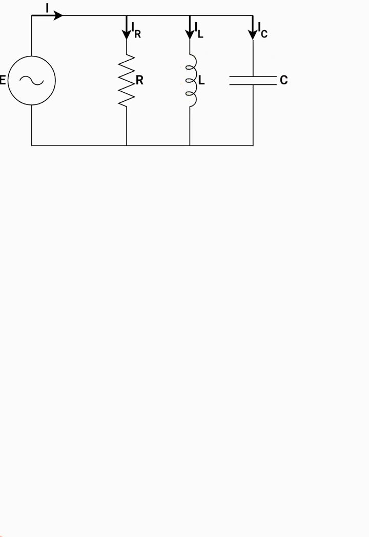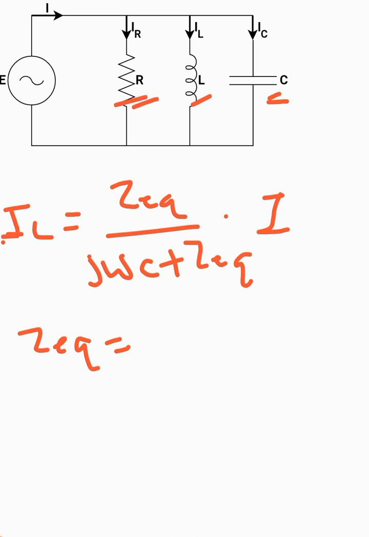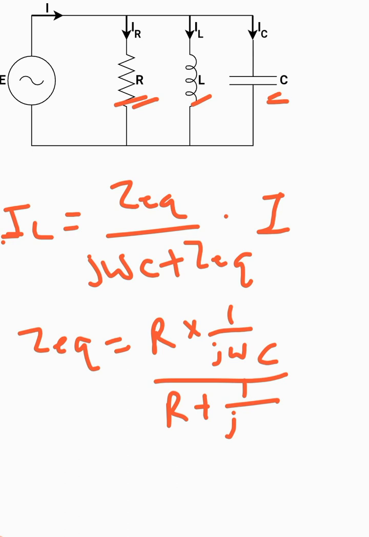Similarly, what if you want to know the value of IL? IL can be calculated as, you take the equivalent impedance of R and C, Z equivalent, divided by j omega L, which is the reactance of the inductance, plus Z equivalent, multiplied with the total current I. Here Z equivalent would be the parallel combination of resistance and the capacitance reactance. So R into 1 over j omega C divided by R plus 1 over j omega C. So simplify this expression for Z equivalent and plug in that value right here in this equation.